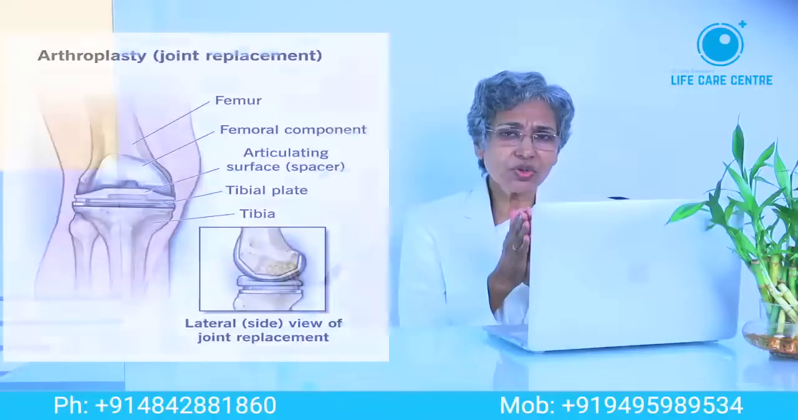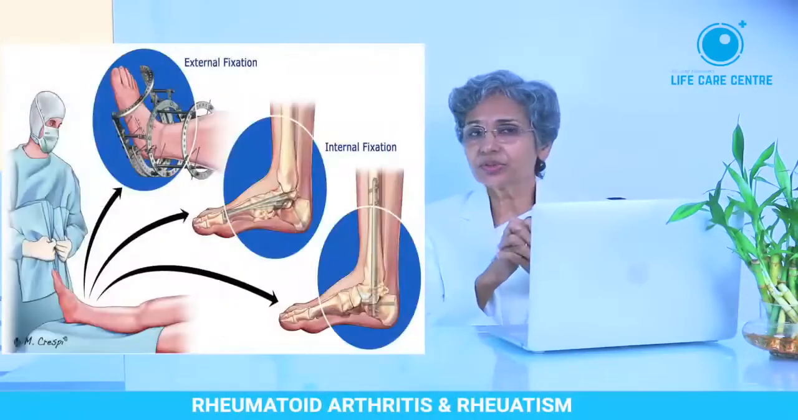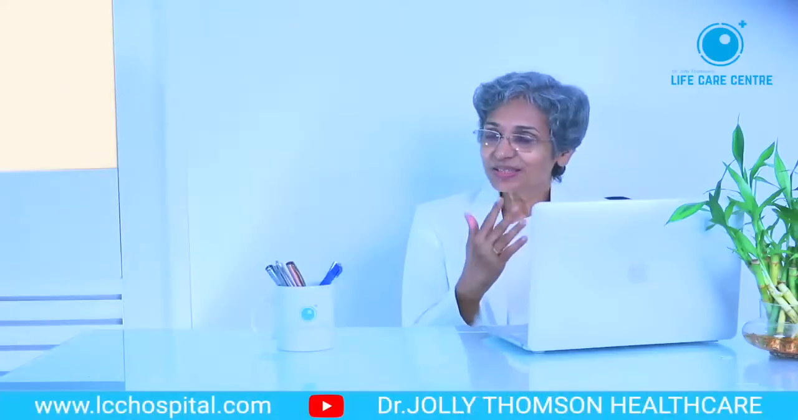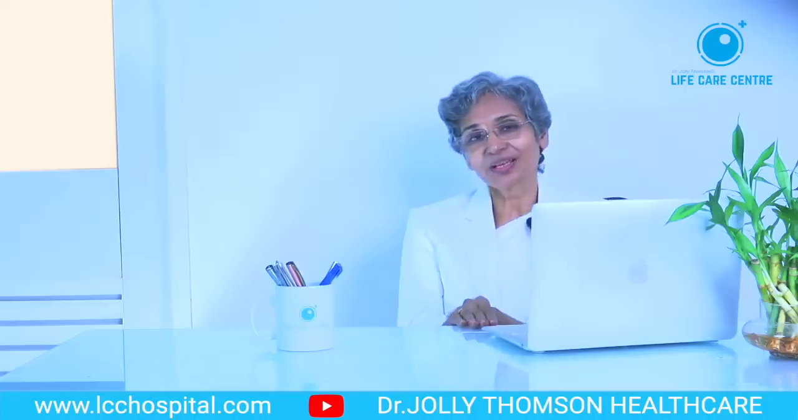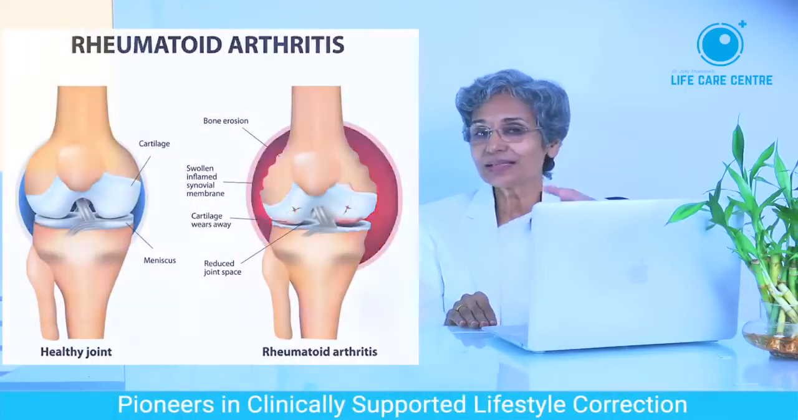If the fixity of the joint is totally fixed, then joint replacement surgeries or joint fixation surgeries are also done, but they have only a very limited role. Next, we have discussed different aspects of rheumatoid arthritis and the treatment, its limitations and the surgery's limitations. Then what is the real solution?